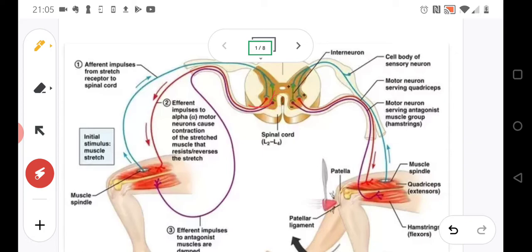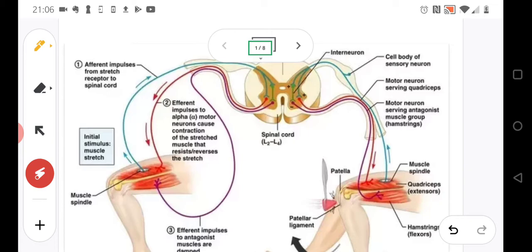It immediately activates the alpha motor neuron in the same muscle, activating contraction of this muscle. So elongating the muscle would lead to contraction of the same muscle. This is critical. The same muscle is elongated and the same muscle is contracting. It is just to preserve the muscle tension.